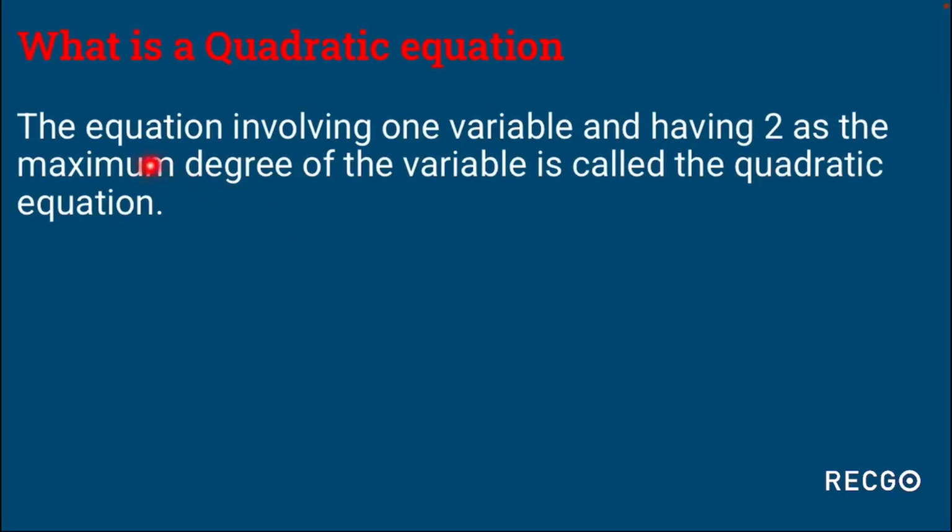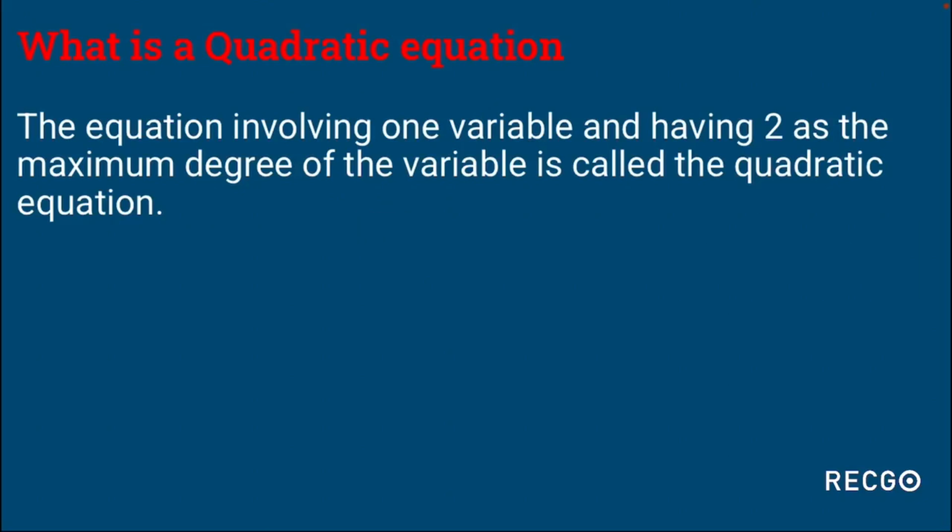So they are saying that the equation should have one variable throughout and the maximum degree of the variable should be 2. It means that we should have the maximum degree as 2. That is, if we are having a variable x throughout, then the maximum degree of the variable should be 2.